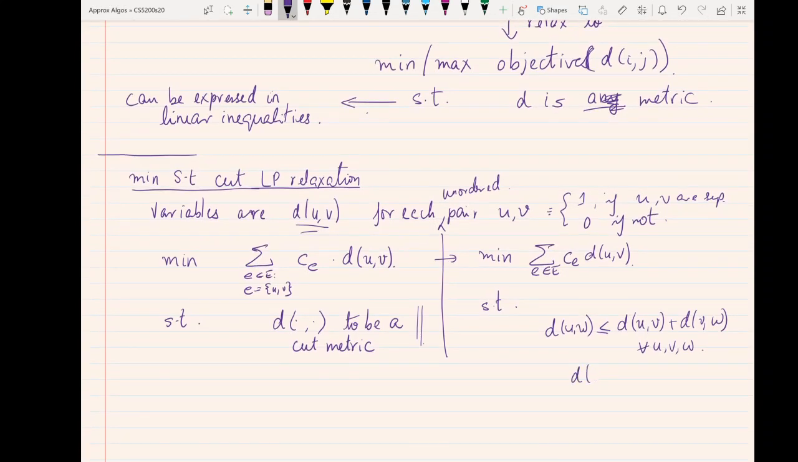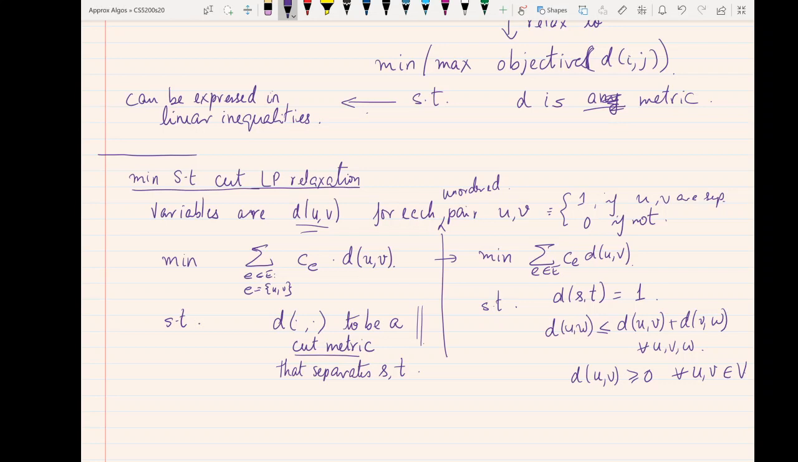And of course, d of uv is greater than or equal to 0 for all uv in V. Now, an important thing that we have missed when we just call it a cut metric is the fact that we want a minimum st cut, that is, we want to separate s from t, and so the corresponding constraint over here is a cut metric that separates s comma t. Now, if it's a cut metric that separates s comma t, it basically means that d of s comma t is equal to 1, and that can just be written here as d of s comma t is equal to 1.